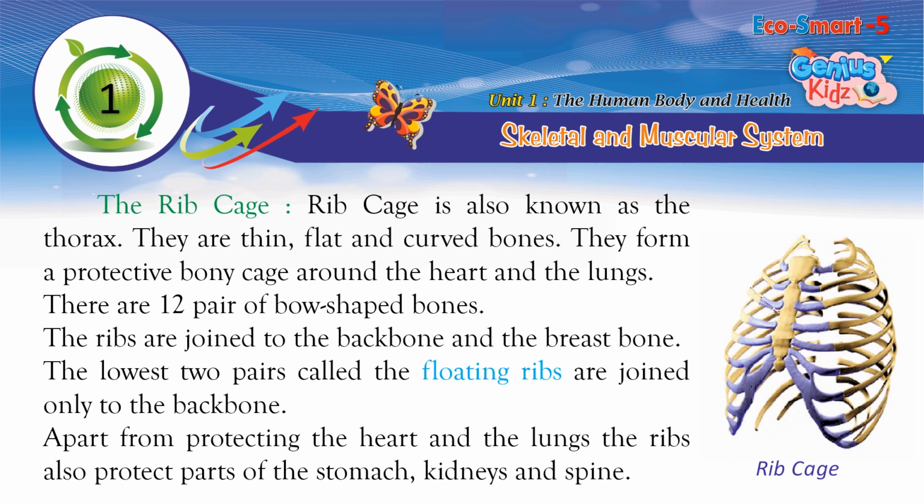The rib cage. Rib cage is also known as the thorax. They are thin, flat and curved bones. They form a protective bony cage around the heart and the lungs. There are 12 pairs of bow-shaped bones. The ribs are joined to the backbone and the breastbone. The lowest two pairs, called the floating ribs, are joined only to the backbone. Apart from protecting the heart and the lungs, the ribs also protect parts of the stomach, kidneys and spine.